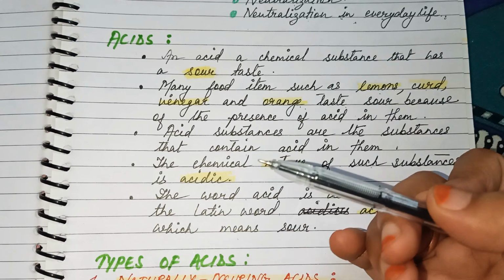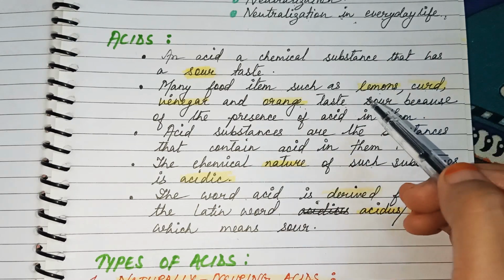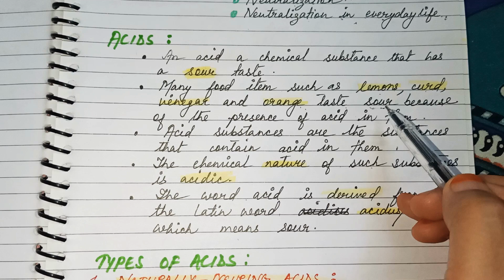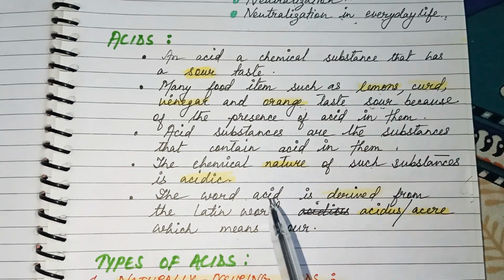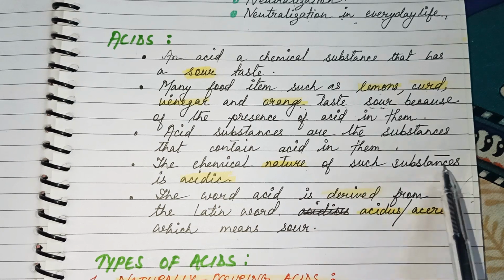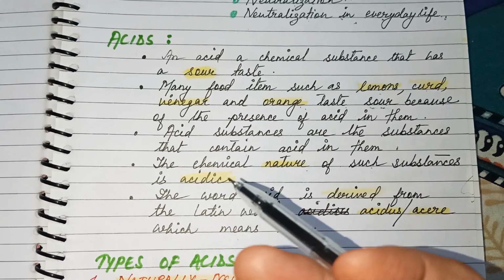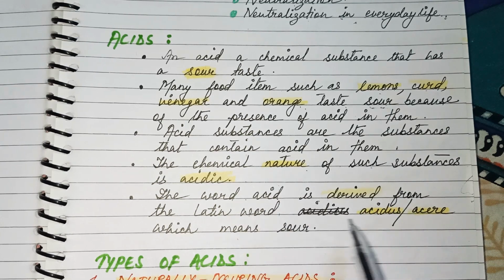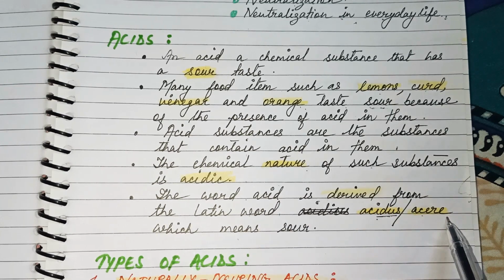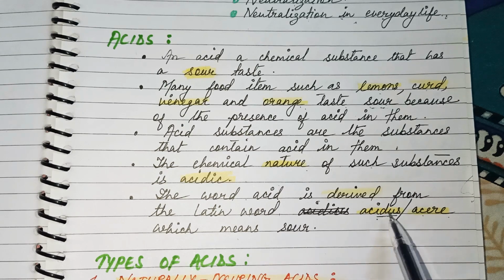When we eat them, we feel the taste. The taste is sour. Why are they sour? Because of the presence of acids in them. And the chemical nature of such substances is acidic. So if any substance's taste is sour, then we can say that its chemical nature is acidic. And this word acid is derived from the Latin word acidus or acere, which means sour.